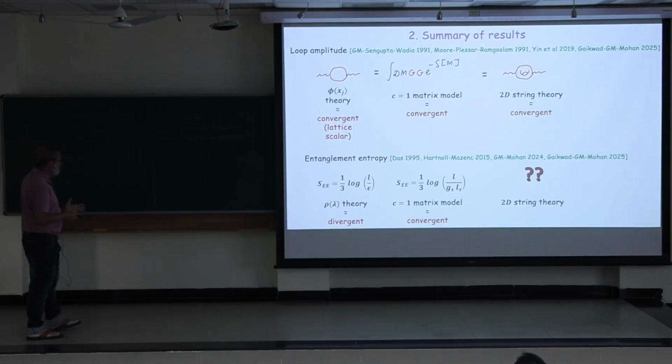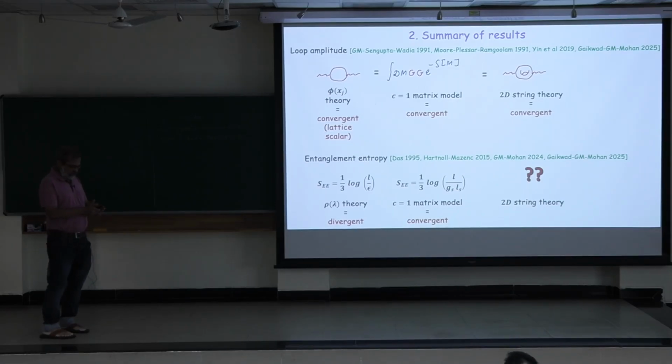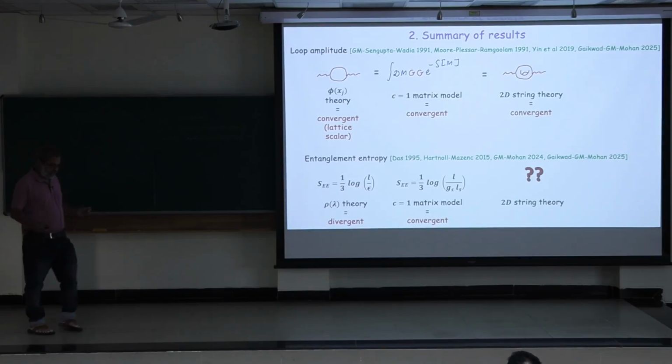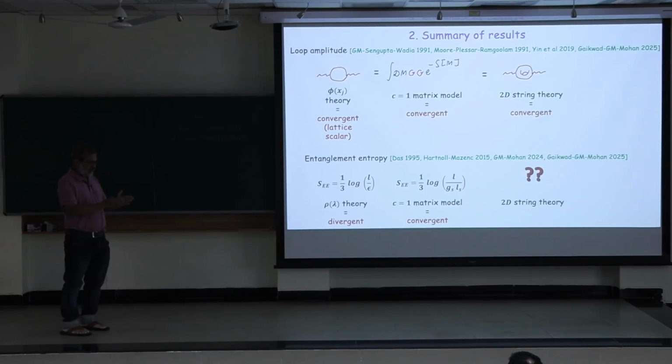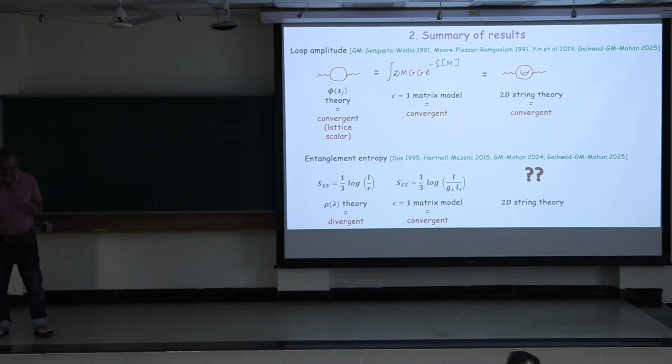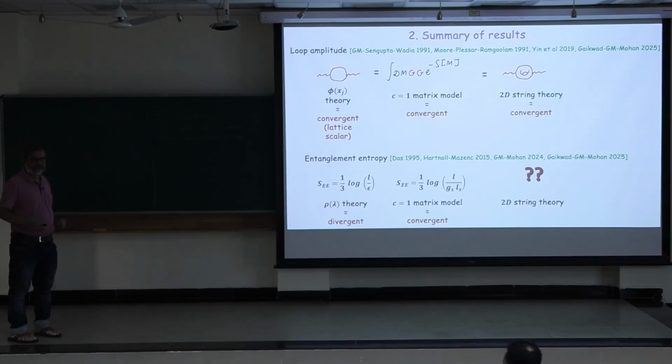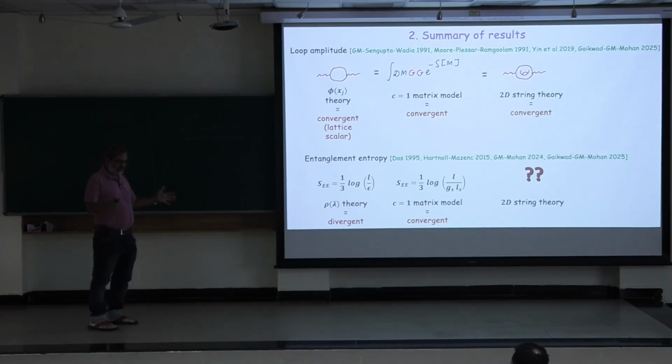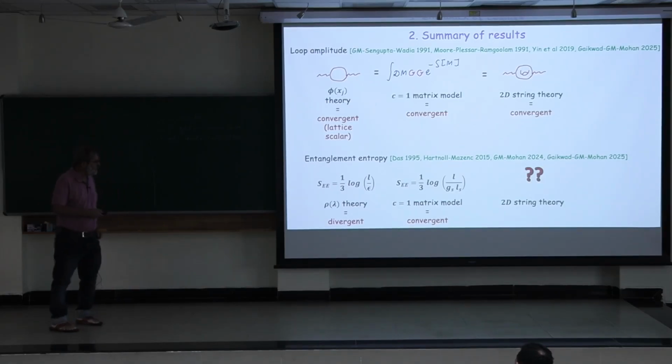Let me say what I'm doing here. The eigenvalues are real numbers, and I'm going to say later on that the n eigenvalues of the matrix behave like n fermions on a real line. Now you can focus on some interval of length L on the real line, have the system in some state, let's say the ground state of the theory, and ask what is the entanglement entropy of this interval of length L with the rest of the system. It's given by this formula: 1/3 log L over g_s l_s, where g_s is the string coupling and l_s is the string length.